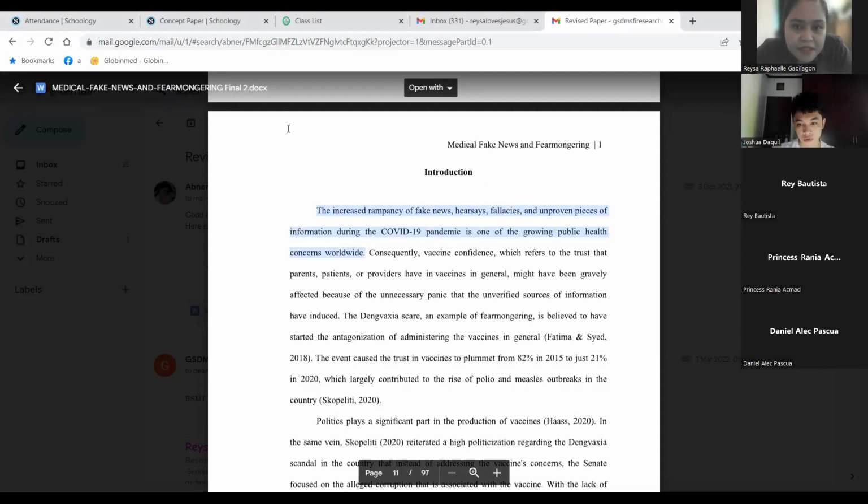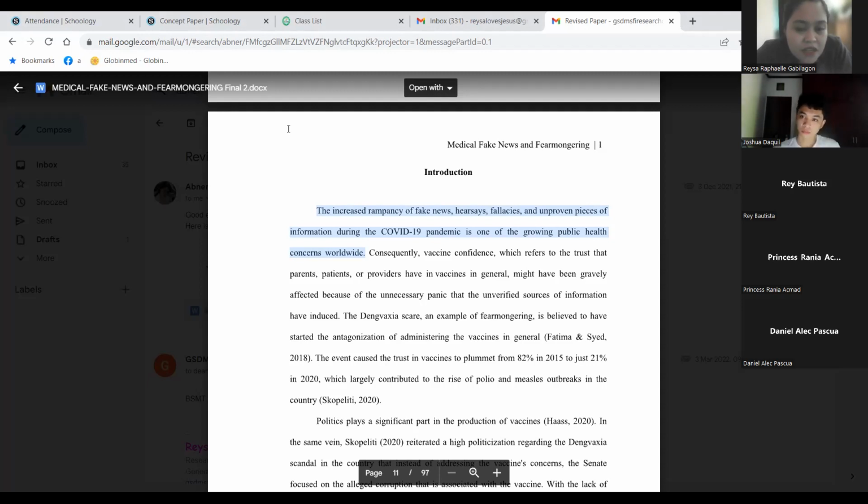The increased rampancy of fake news, hearsays, fallacies, and unproven pieces of information during the COVID-19 pandemic is one of the growing public health concerns worldwide. This is, class, an example of an assertion beginning. This is the assertion of the researcher. So definitely, they get away from the dictionary definition. Kasi kung dictionary definition, ito talagang i-define ninyo yung fake news, or yung COVID-19 itself. Okay? So do not do that when starting a research.